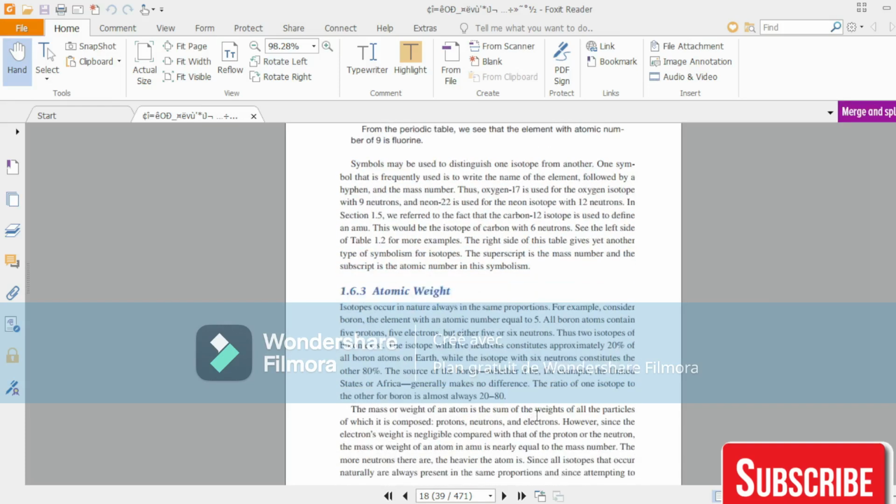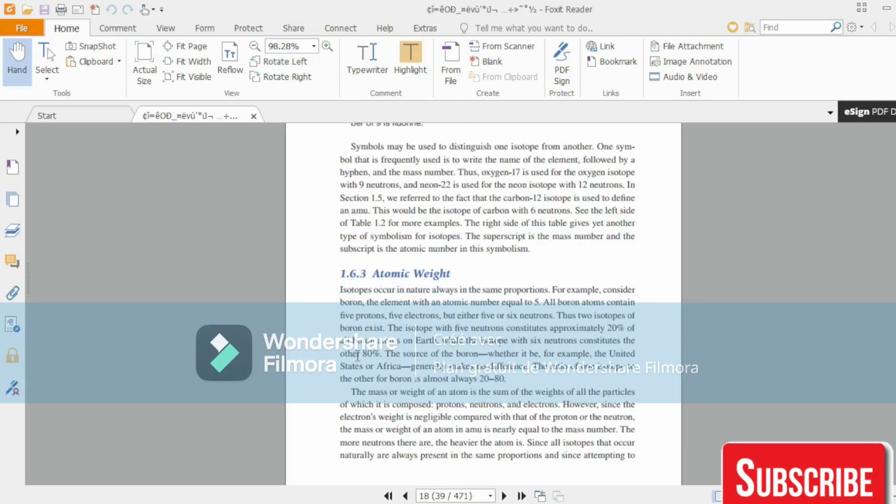Moving to atomic weight: isotopes occur in nature always in the same proportions. For example, consider boron, the element with an atomic number equal to 5. All boron atoms contain 5 protons and 5 electrons, but either 5 or 6 neutrons. Thus, 2 isotopes of boron exist. The isotope with 5 neutrons constitutes approximately 20% of all boron atoms on Earth, while the isotope with 6 neutrons constitutes the other 80%.